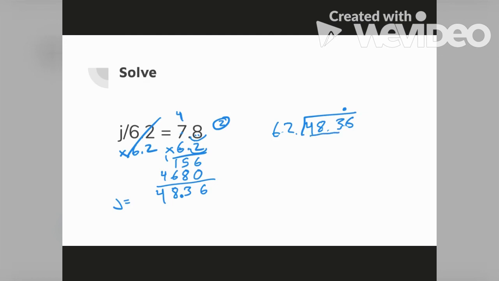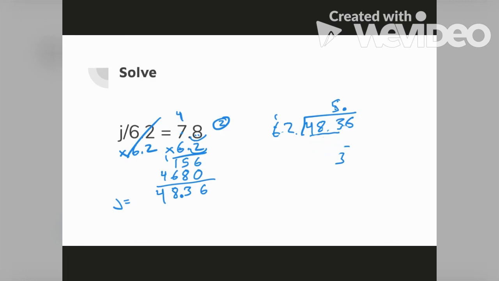62 goes into 483. Ooh, that's tough. It's going to go in there, I think, 5 times. 5 times 2 is 10. Carry 1. 5 times 6 is 30. Plus 1 is 31. So I subtract. This one is, as you can see, by far the hardest one we've done so far. And as you can see, I've made a mistake here. I need to go back, but I'm glad that I made this mistake.